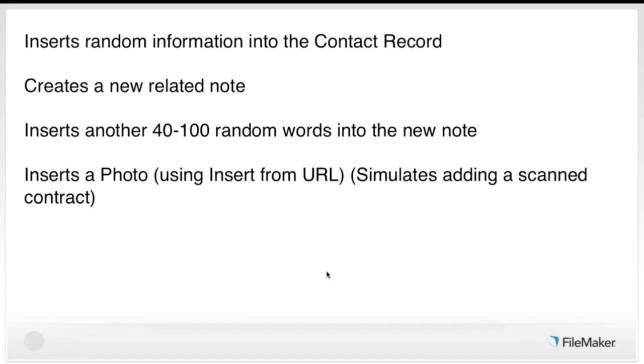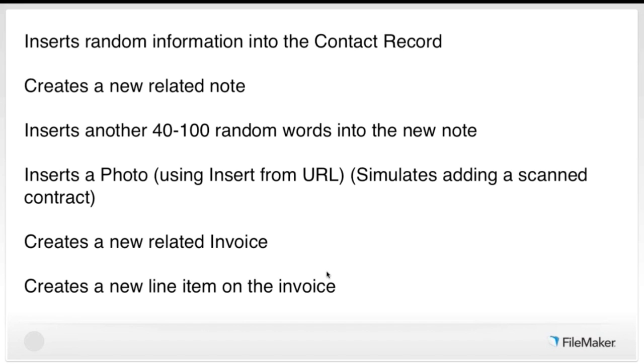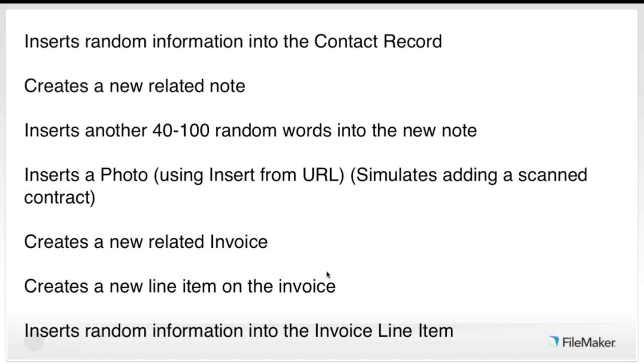So we needed a different image in there every time. So that's what that does. Then it creates a new related invoice. Once again, it's not so much that it's an invoice, it's just creating a new related record in a related table. Then it creates a new child record, right, with some random data in there, and it inserts random information and a random price, a random quantity.